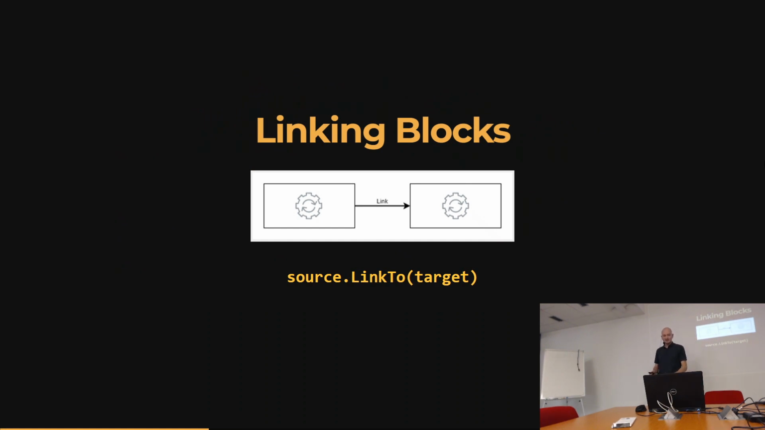The links themselves, the connections, also might have several properties. For example, they might disconnect after a number of messages go through the connection, or you might specify a filter, so only some messages will be able to go through this link to the next block.